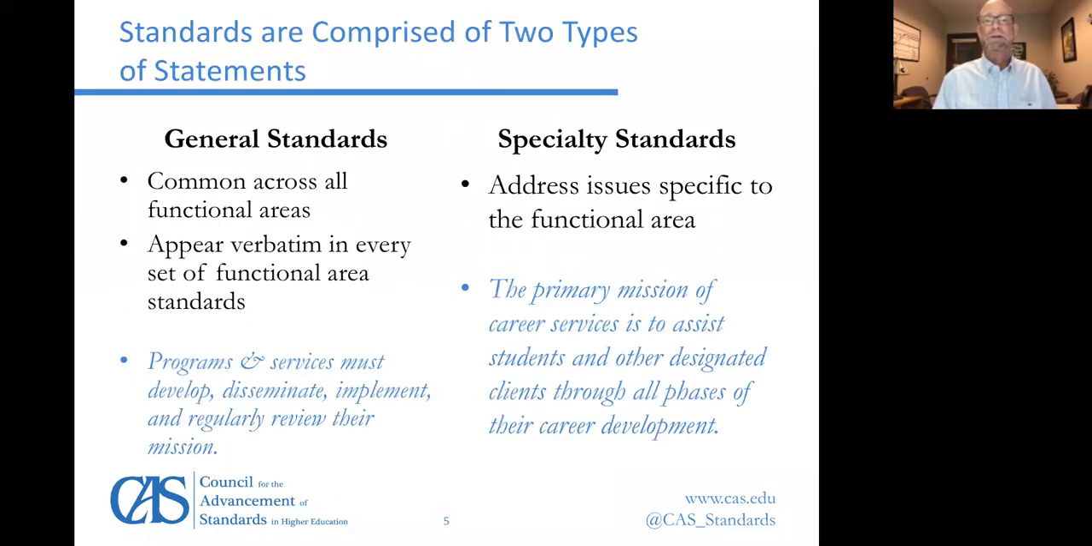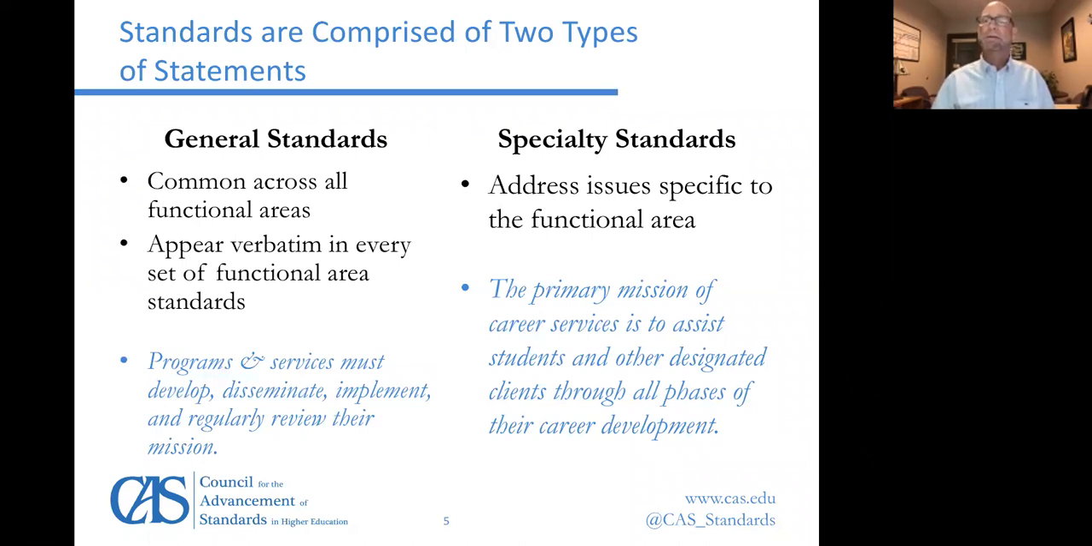And so, as I mentioned, general standards are common across all functional areas. They appear verbatim in every single set of functional area standards. We call this boilerplate because they're the exact same thing for every functional area standards. So an example might be, programs and services must develop, disseminate, implement, and regularly review their mission. So it doesn't matter what functional area you're in, this is something that your department should be doing.